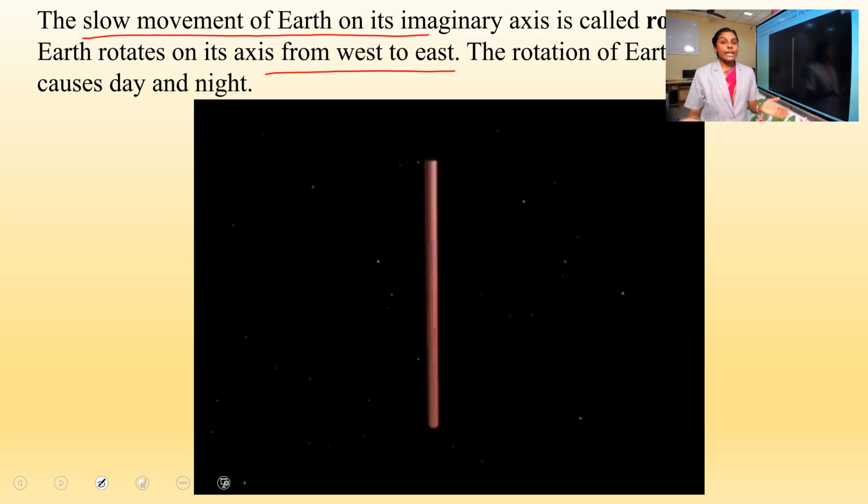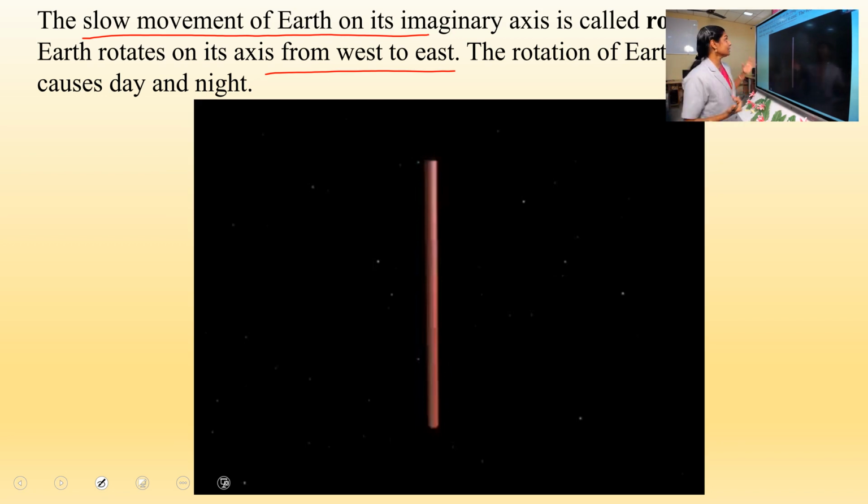As the earth is spherical in shape, or round in shape, only half of the earth is visible at a time. So the part which faces the sun will experience the daytime, and the part which is turned away from the sun will experience the night time.